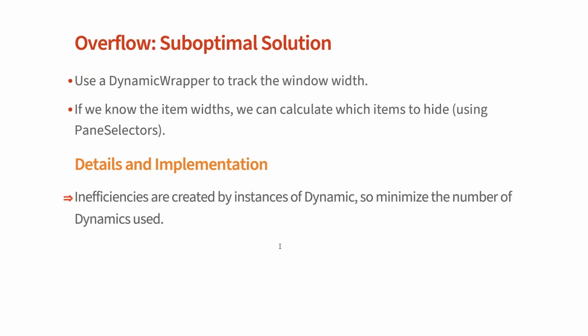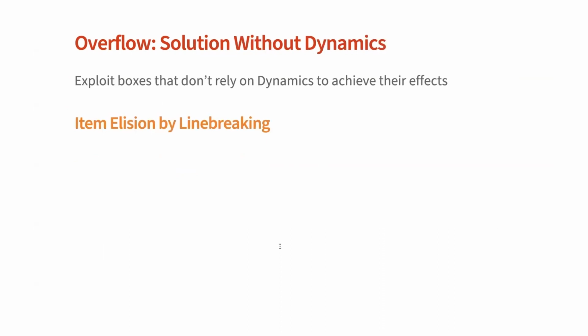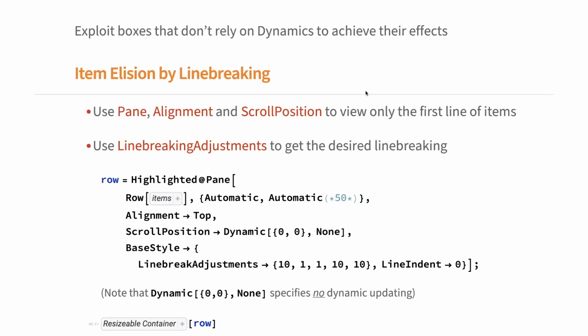Can we minimize the numbers of dynamics we have to use? As I've said here, we want to exploit boxes that don't rely on dynamics to achieve their effects. In terms of elision, forgetting the actual overflow menu at the moment, line breaking would work perfectly for that. So we can use pane and then the various options to make sure that we're only seeing the right bit, to just view the first line of items.